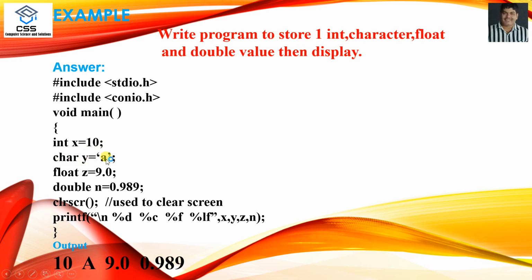char y = 'a'. Char is the data type, y is the variable, a is the value. float z = 9.0. Float is the data type, z is the variable, 9.0 is the value. Double is the data type, n is the variable, 0.989 is the value.